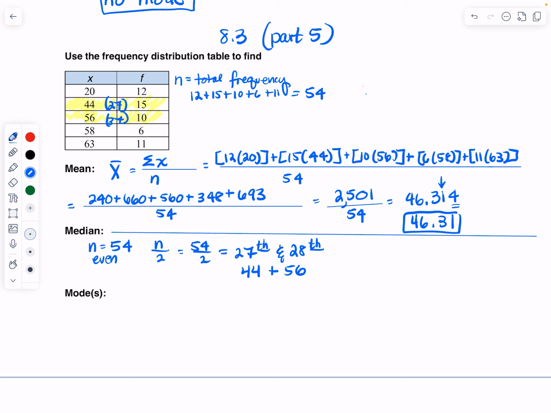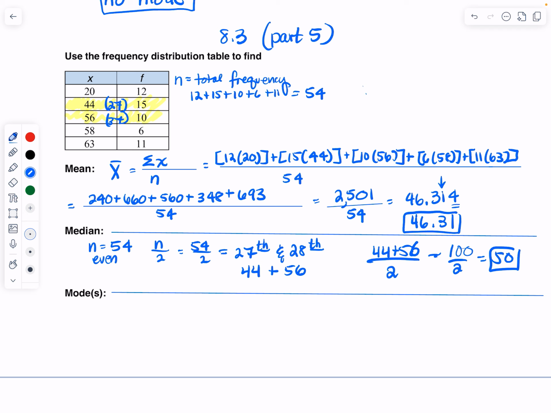Okay, so I'm going to take 44 plus 56, and I'm going to divide that by 2, because I need to find the mean of those two values. So 44 plus 56 gives me 100, and 100 divided by 2 is 50. So 50 would be my median value from this data.